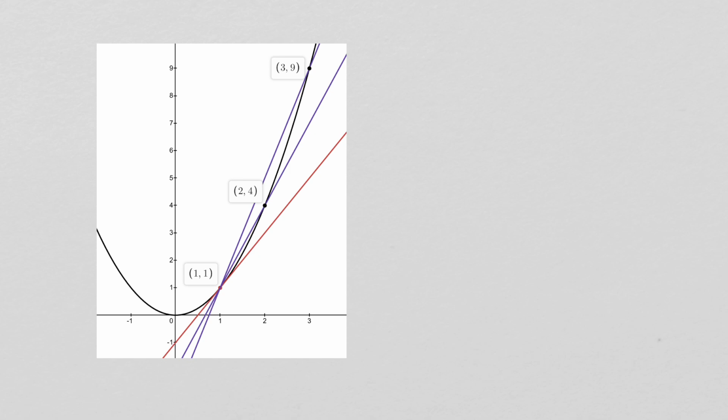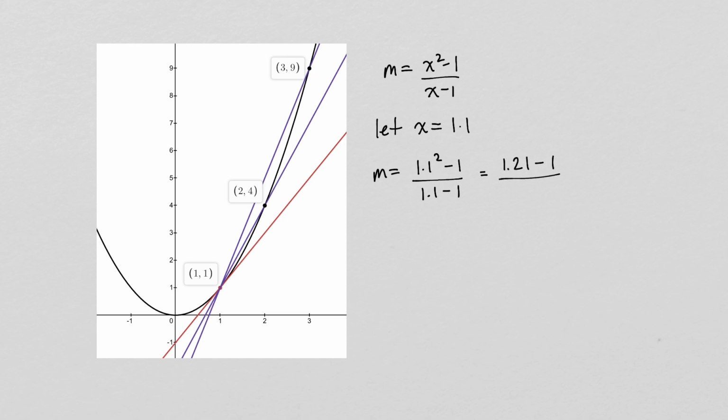So how do we find the slope of any secant line? Let's remember that it's x squared minus 1 divided by x minus 1. And we can let x be equal to any number as close as we want to get to x equals 1. So let's suppose we let x equal 1.1. The slope of the secant line would be 1.1 squared minus 1 divided by 1.1 minus 1. And this is 1.21 minus 1 divided by 0.1. And this is 0.21 divided by 0.1, which simplifies to 2.1.